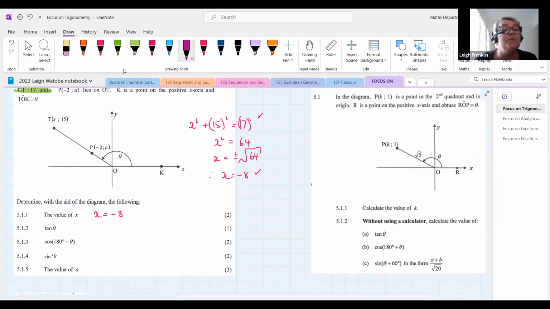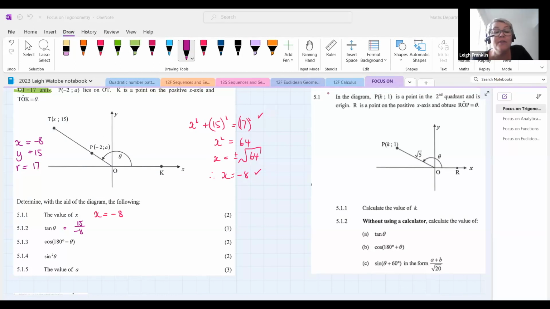So it helps if you have something on the side where you say, okay, I worked out what x is. It's -8. I know what y is. It's 15. I know what r is. It's 17. So as far as tan theta is concerned, it's only 1 mark because they just want you to write y over x. Okay, so it was 15 over -8. That's what you should have got for that second one. That's it. Well done, Mesh.